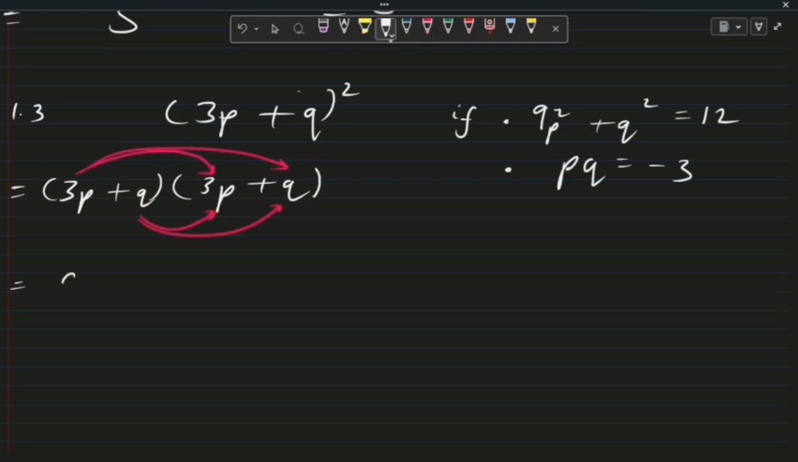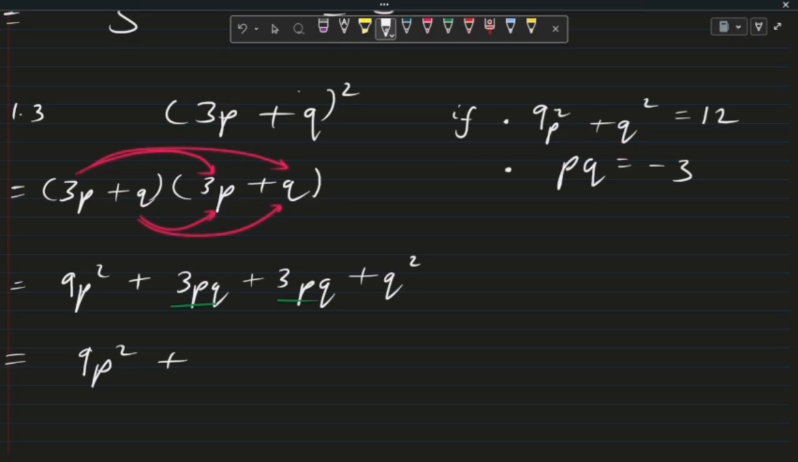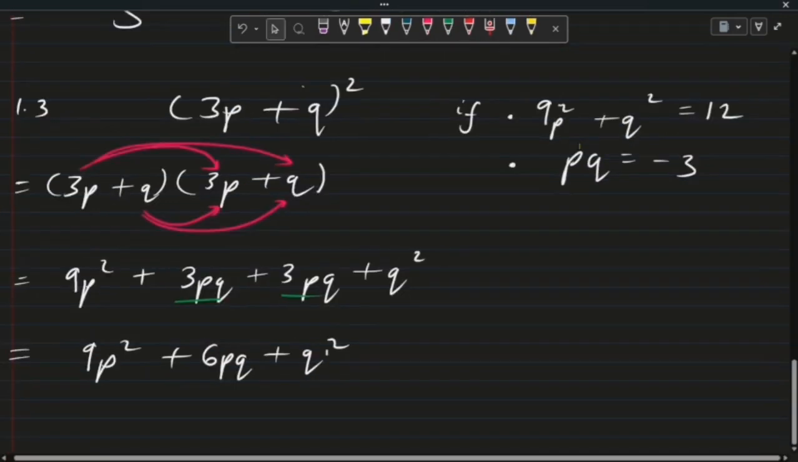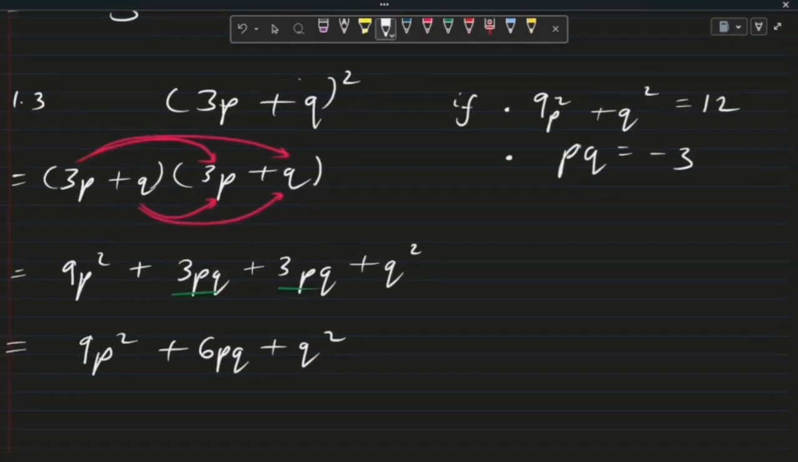3p times 3p, we get 9p squared. 3p times q, we get 3pq. And then q times 3p, we get 3pq. And then q times q, we get q to the power of 2. And then we see that this guy and that guy are like terms, we can add them. 9p squared plus 6pq plus q squared. Yes, so this is our final simplified expression.